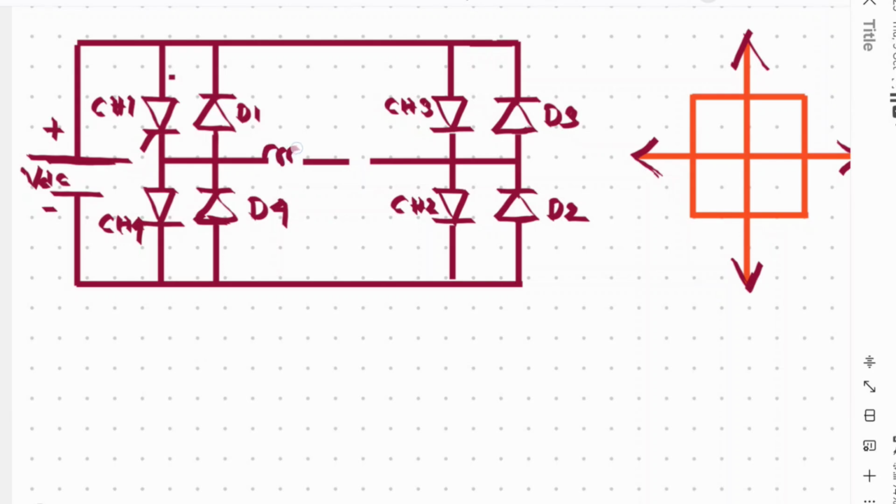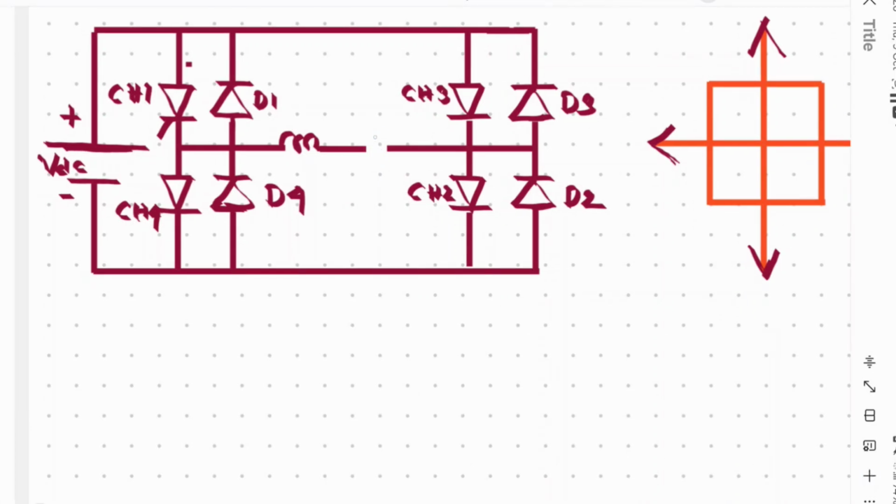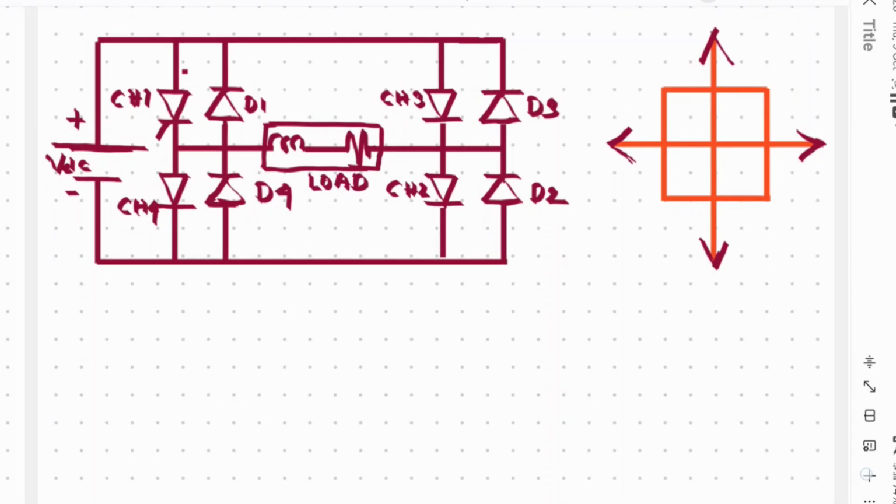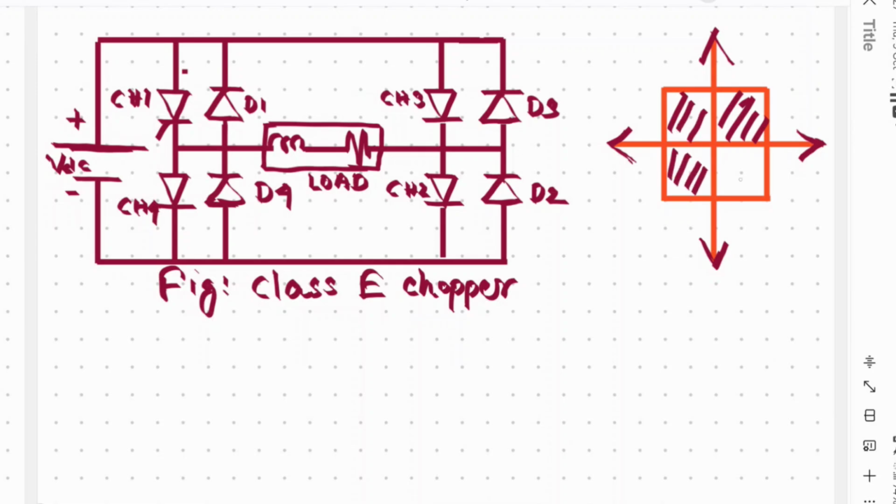And the load is an inductance and a resistance. So this is the load. This is the circuit diagram of class E chopper. This is the figure of class E chopper, and this is also called a four quadrant chopper, meaning it operates in the first quadrant, second quadrant, third quadrant, and fourth quadrant.